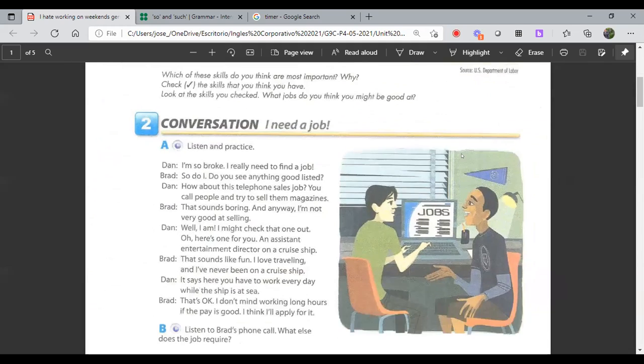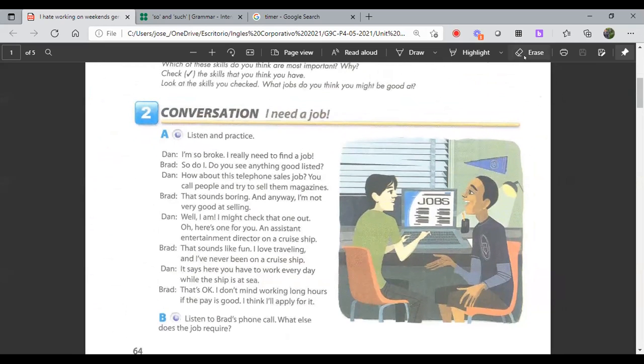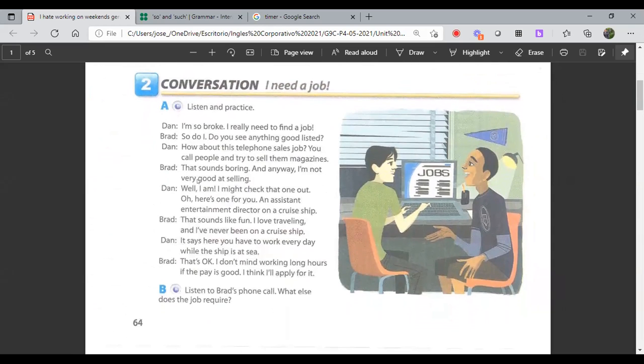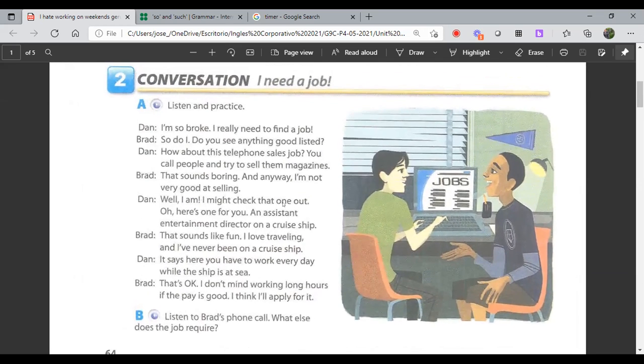Now, what I have is this conversation, as you can see here. Conversation means I need a job. Necesito un trabajo. I need a job. And this conversation is between Dan and Brad. And let's see what happens over there. So let me make this a little bit bigger. Okay. And like this is okay.